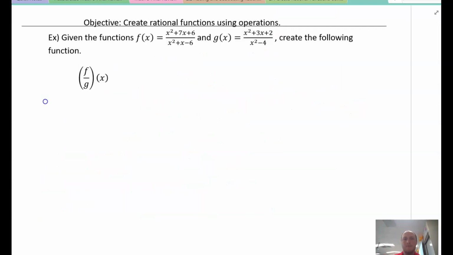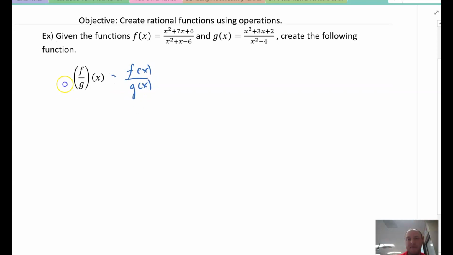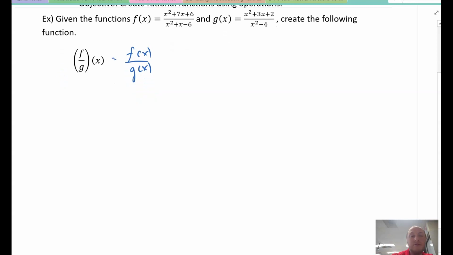Here you go. And here's the last example. Here they want you to create f divided by g of x. So once again, they want f of x divided by g of x. Okay, so I can substitute both of those in here, right? So I'm going to substitute in f of x. Here's f of x.